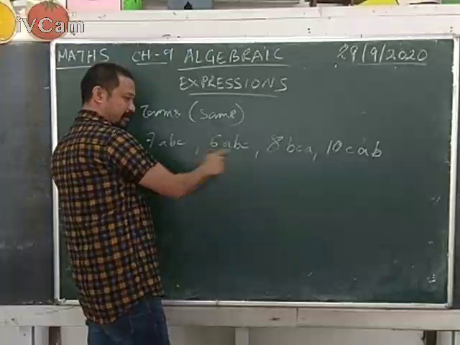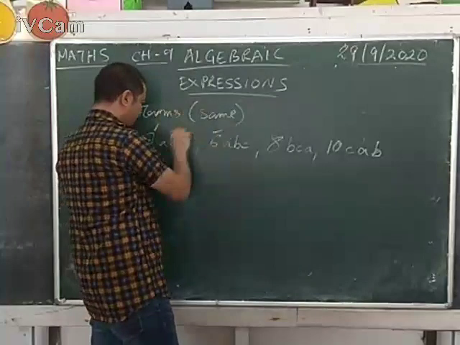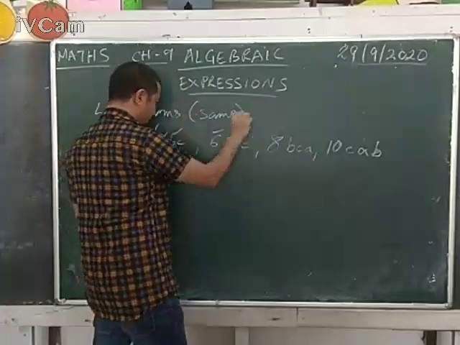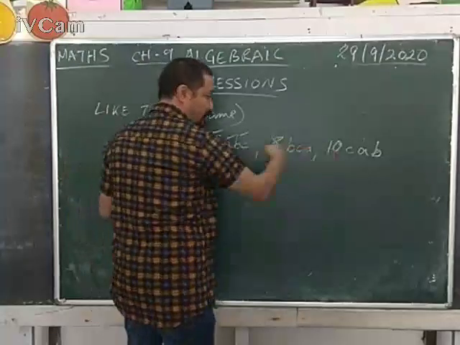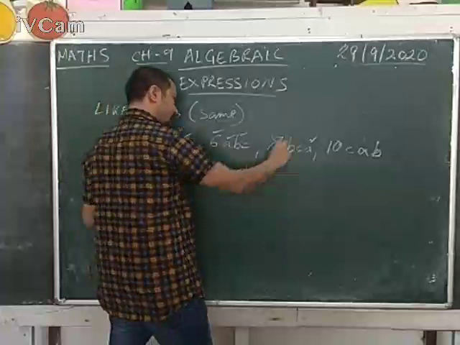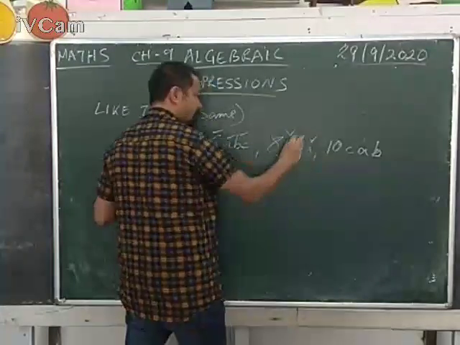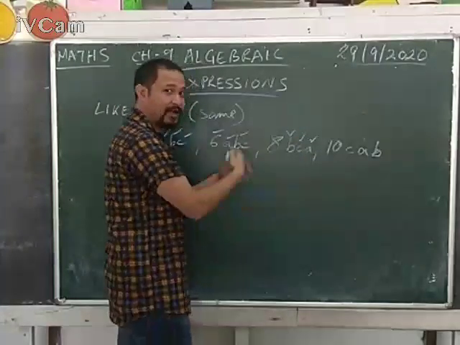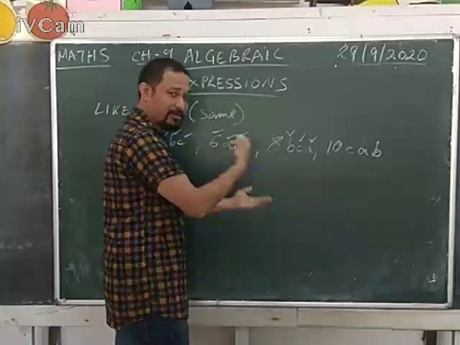7abc, 6abc. Looks the same, yes. Number is there, there. A is there, there. ABC, ABC. See. But these two are also same. Why? A is there, A is there. B is there, B is there. C is there, C is there. It's just that the placement is different. Value is the same. Whenever you compute, it will be the same.